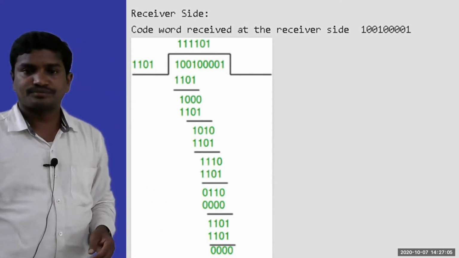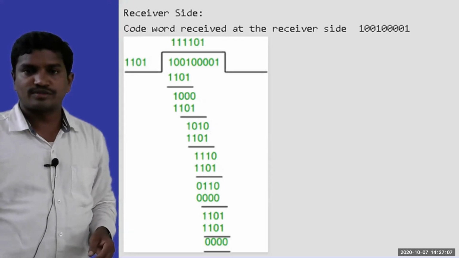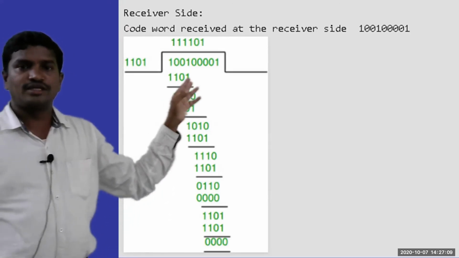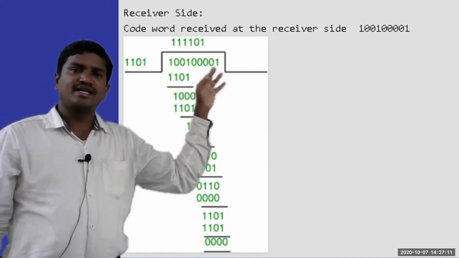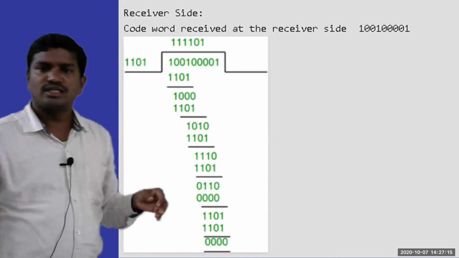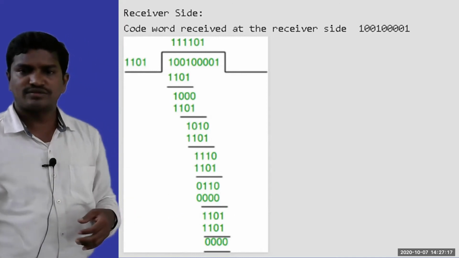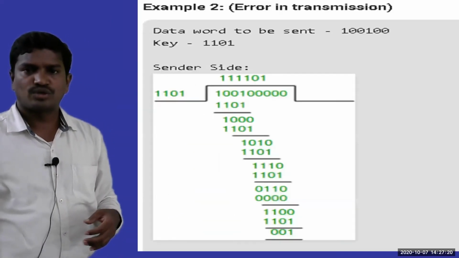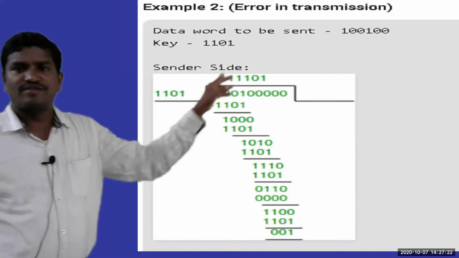Now we will see unsuccessful transmission. Now unfortunately there is an error in the data transmission. The received code word, I think it is similar. Okay, this is error. So now we have received something else.